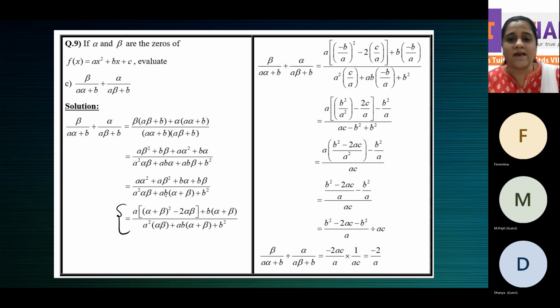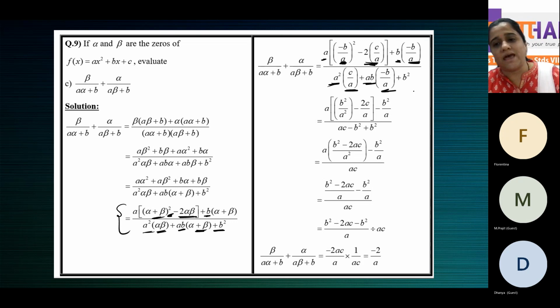So now A as it is. You can see this alpha plus beta is minus B by A whole square, because alpha plus beta whole square, minus 2 alpha beta, minus 2 C by A. Then plus B, alpha plus beta, so plus B times minus B by A. And then A square, A square. This is alpha beta, which is C by A. And then this is AB, AB. And this is alpha plus beta, which is minus B by A. And this is plus B square as it is.